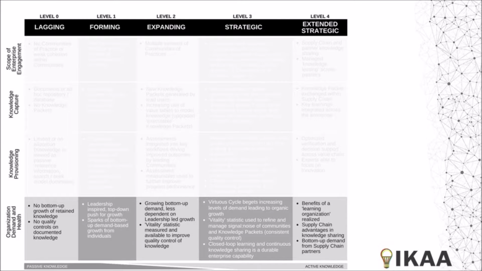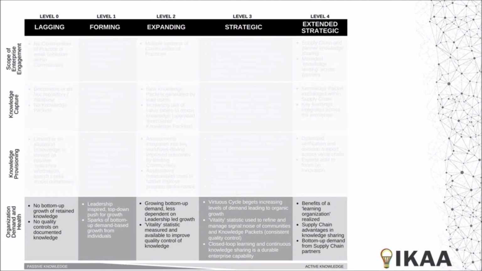Organizational support and demand play an important role in the adoption of Knowledgeware. At the lagging level, what knowledge is documented lacks any organizational support for quality control. The growth of Knowledgeware typically begins with a local advocate providing leadership to advance its concepts. As the benefits of Knowledgeware begin to become more apparent, bottom-up demand starts to grow, making the organization less dependent on leadership-led growth. Eventually, at the strategic level, the benefits drive increasing levels of demand.